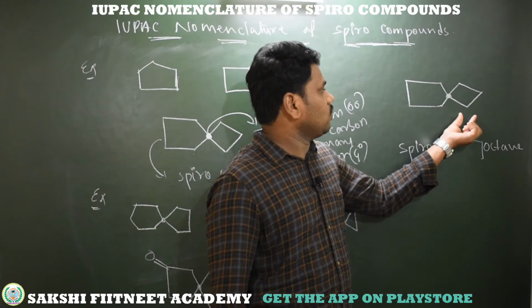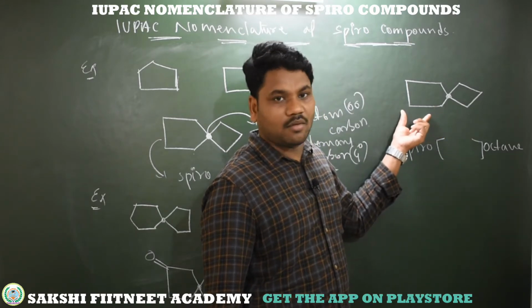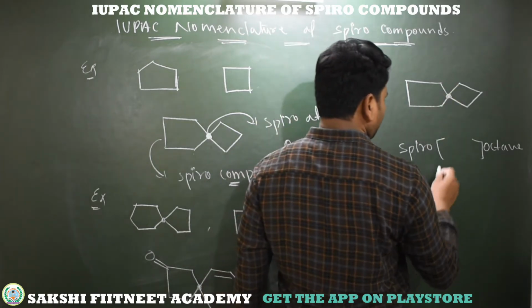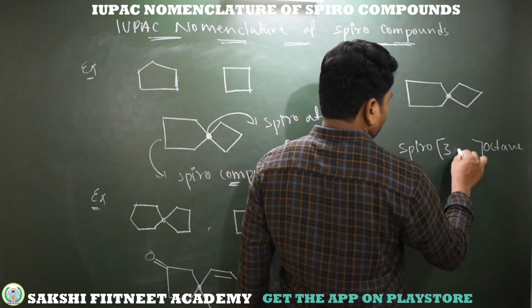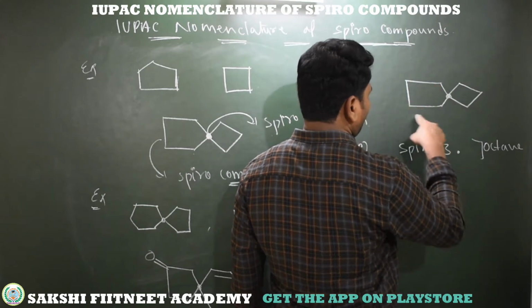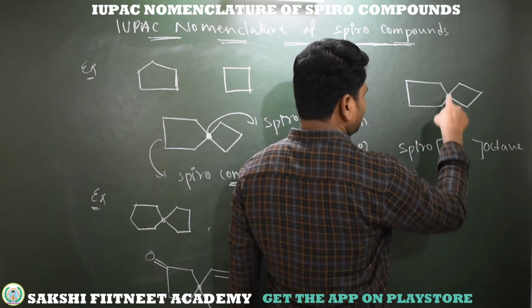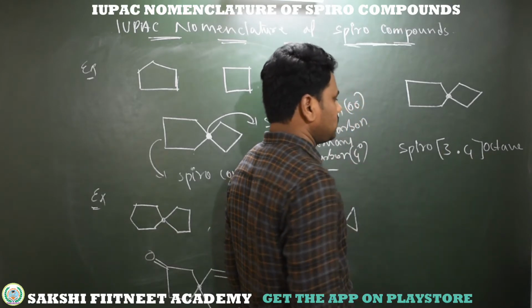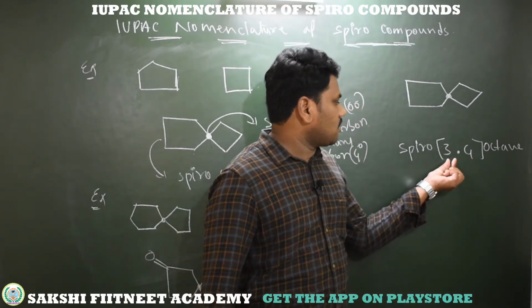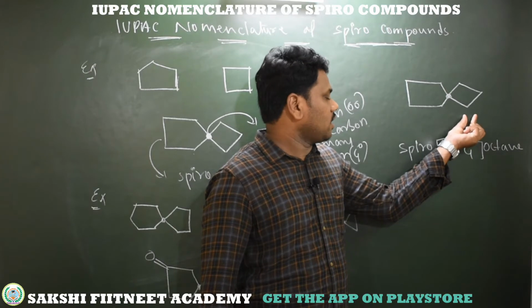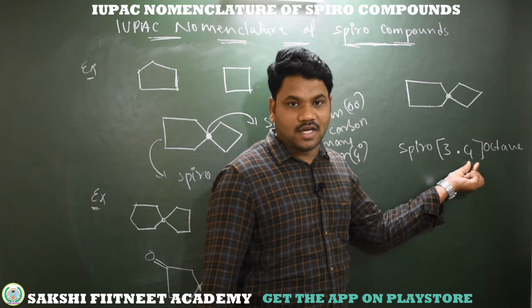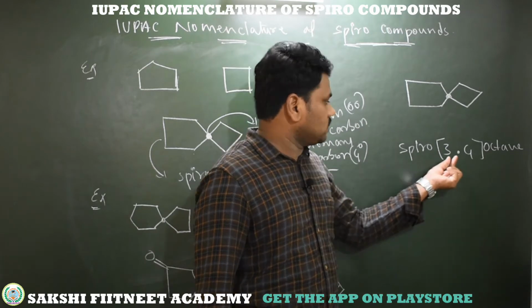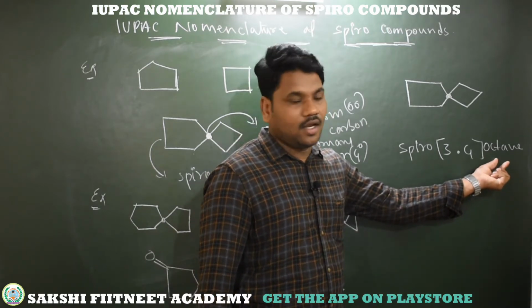Here in this ring we have 3 carbons, in this ring we have 4 carbons. So the number of carbons in this ring without the common carbon is 3, and the number of carbons without the common carbon on the left side is 4. So you keep 2 positions to mention the number of carbons present in the small ring and the number of carbons present in the large ring. So now what about the name of this compound? It's spiro[3.4]octane.